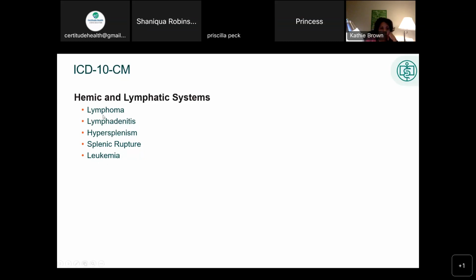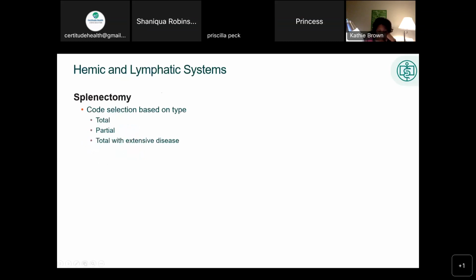Lymphadenitis is simply swollen lymph nodes. A splenectomy can be performed. It's the surgical removal of the spleen and is done when there's trauma to that part of the body. So if they can save a portion of it, they will try to. But if not, then they will have to do a total splenectomy versus doing a partial splenectomy.